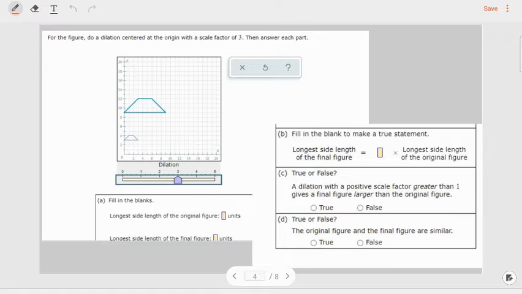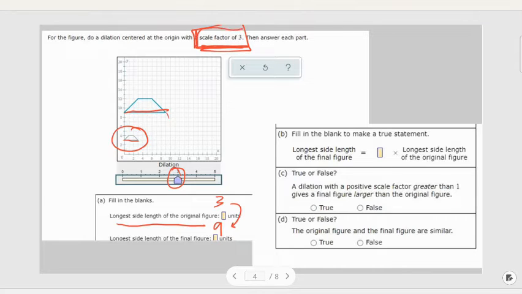All right, let's look at a different problem. So it says, for the figure, do a dilation with a scale factor of 3. So I'm sliding my figure out to 3. The longest side length of my original figure, so the longest side length of this gray, is 1, 2, 3 units. The longest side of my final figure is this length, and it goes from 0 to 9, so it's 9 units. Well, how much bigger is that? Well, it's 3 times, whatever my scale factor is, so in this case, 3 times as big.